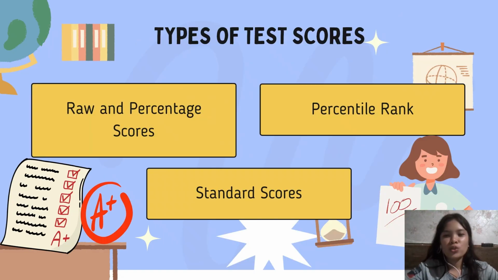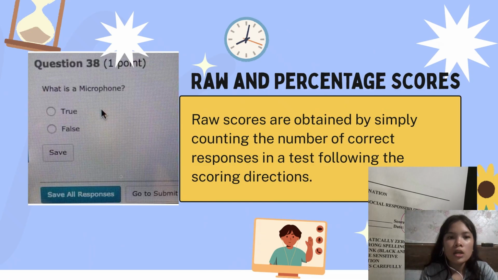So at this slide, you can see the types of test scores: the raw and percentage scores, percentile rank, and the standard score. The first one is the raw and percentage scores.